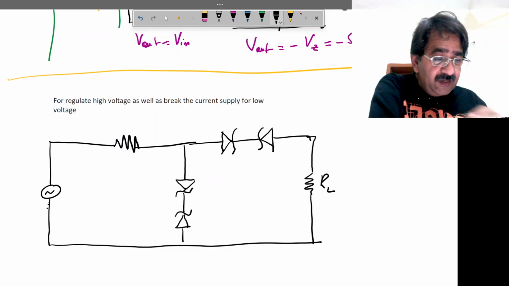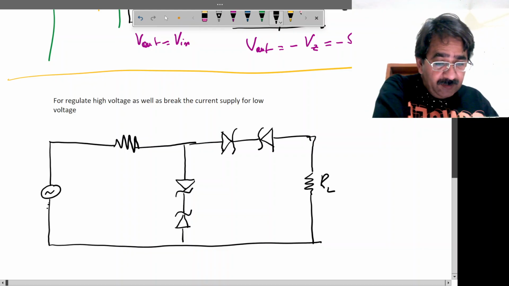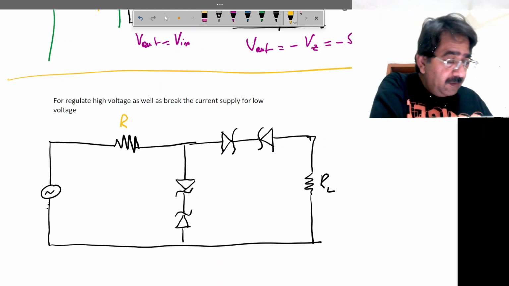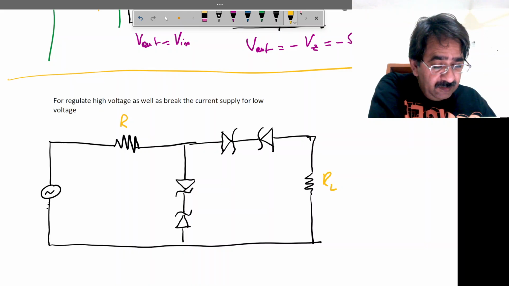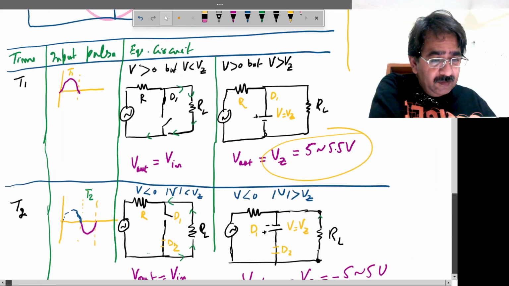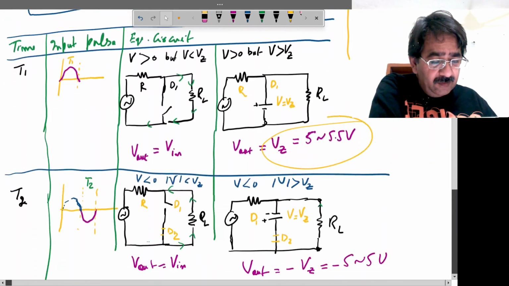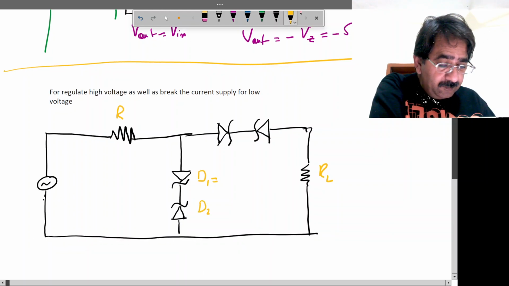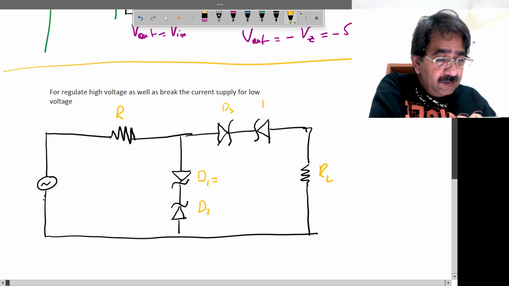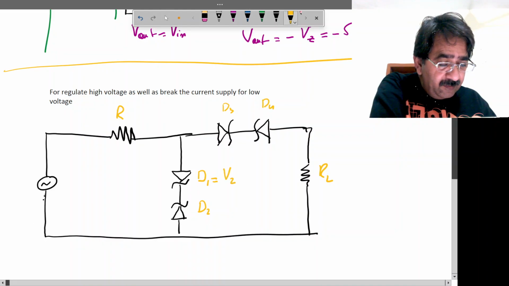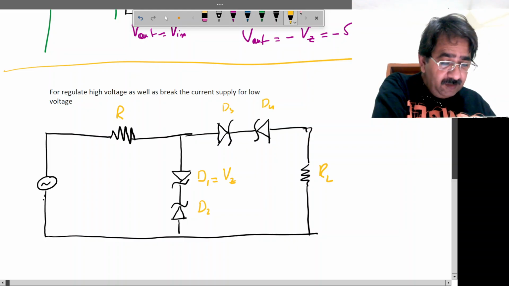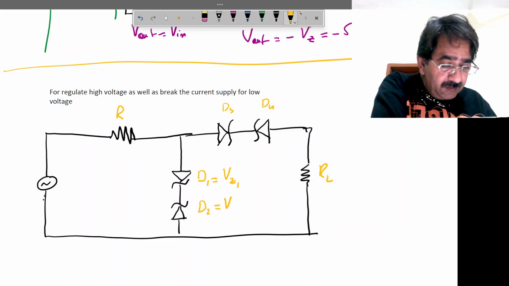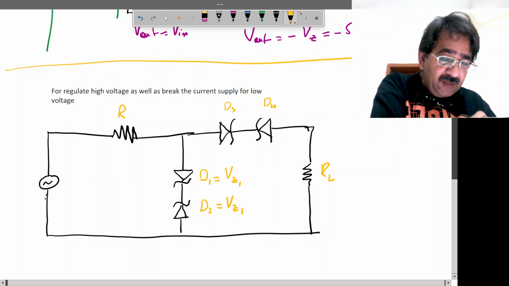This was a low resistance, or this is the load. This is D1, as I used in the previous one. This is D2. These are D3 and D4. D1 has a Vz voltage, and they must be the same, so they are the same diode.